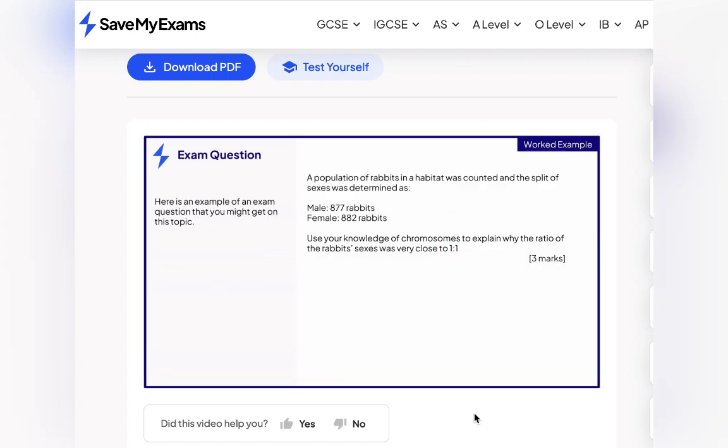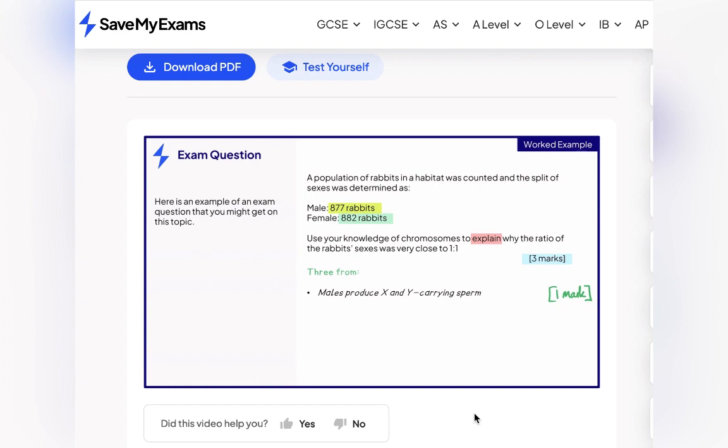Here we can see an exam-style question. The population of rabbits in a habitat was counted and the split of sexes was determined as males 877 rabbits, females 882 rabbits. Use your knowledge of chromosomes to explain why the ratio of the rabbit sexes was very close to 1-to-1 ratio. So the first thing about these rabbits is the number of males and females are very similar. The command word is explained, so you need to give the science behind your observations. And the question is worth 3 marks, so a reasonable amount of detail is required with 3 linking statements.